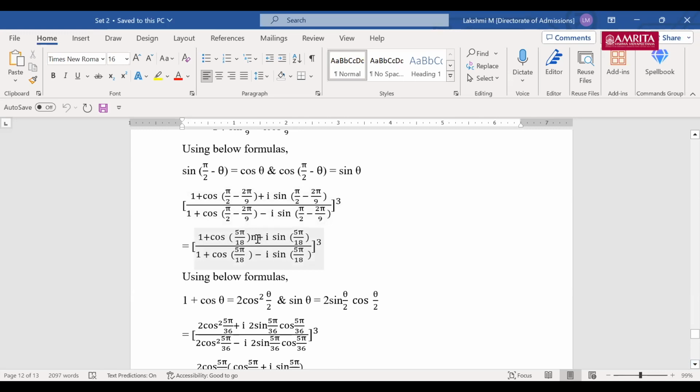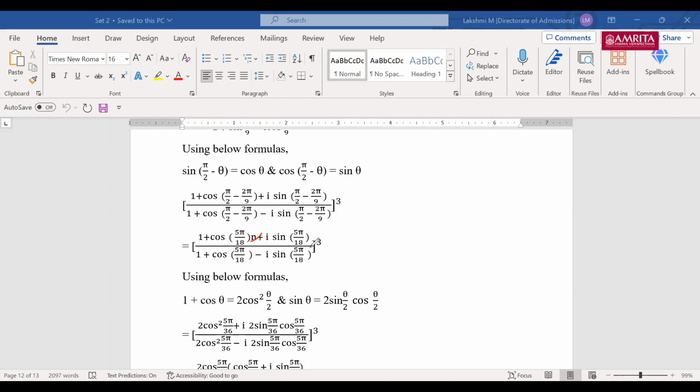I'm so sorry, there is no i here. I think I've typed it wrong. Plus i sine of 5 pi by 18, divided by this term, whole cube. Now you can use the formulas for 1 plus cos theta and sin theta to get it simplified again. So 1 plus cos theta, you can go for 2 cos square theta by 2. So it will be something like 5 pi by 18 into 1 by 2. In the denominator part also, it will be 5 pi by 18 into 1 by 2, so it will be 5 pi by 36.